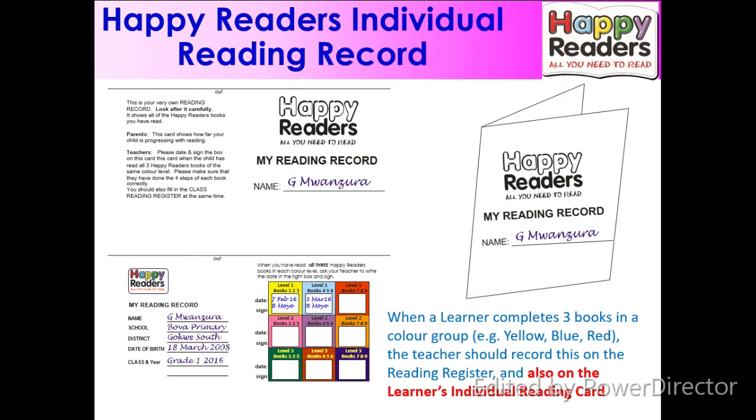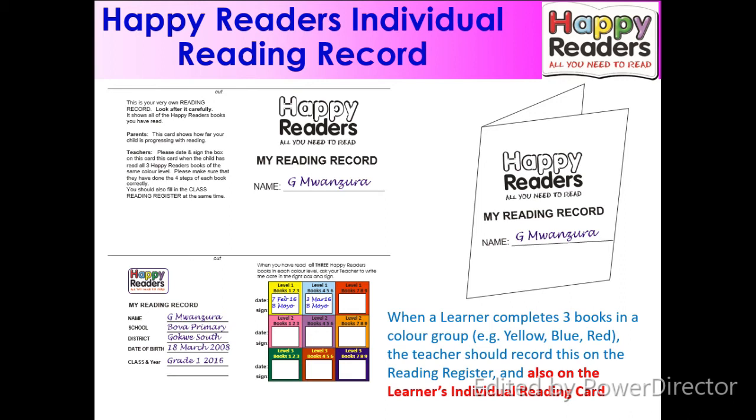An example of how you use it is it's cut and folded, and it fits neatly into the pocket of a child, and we fill in all their details. And then as they complete each third book, each full color group, the 3 yellow books, 3 blue books, 3 red books, the teacher marks off the date and signs the box. So one card will last a child throughout all 3 levels of Happy Readers.